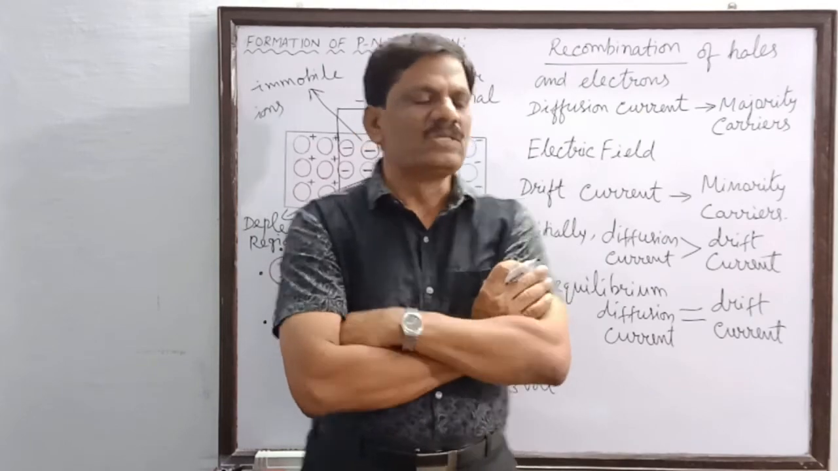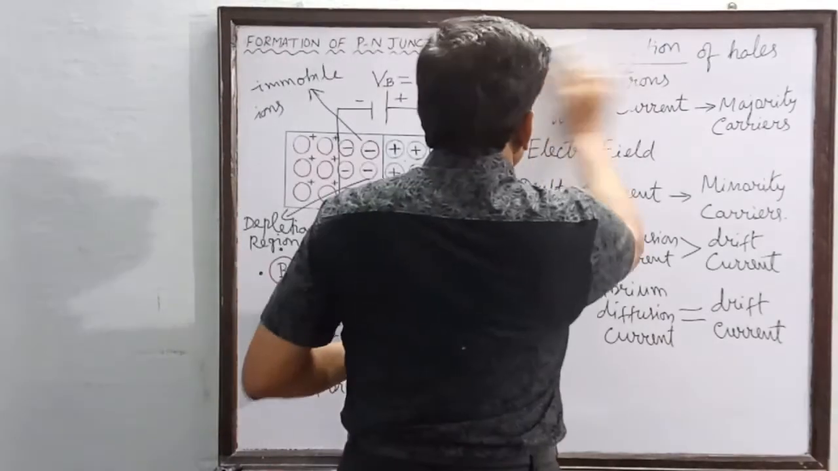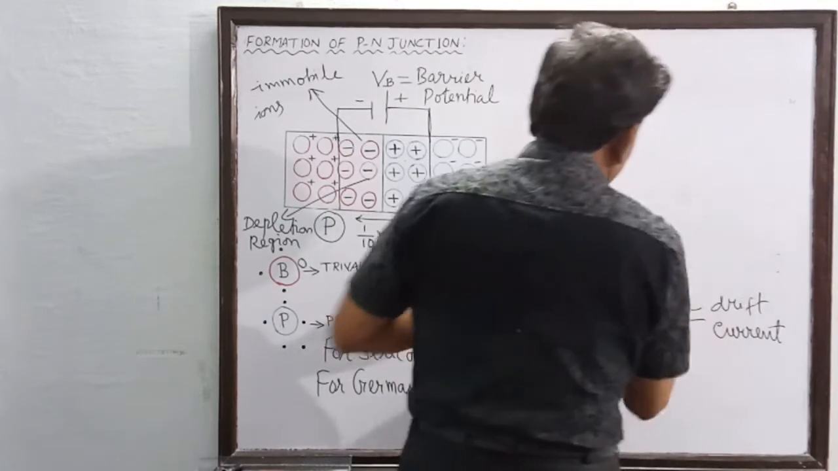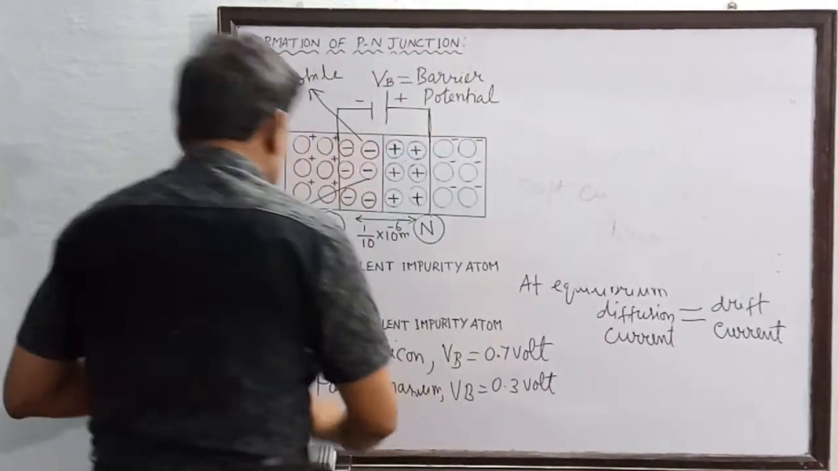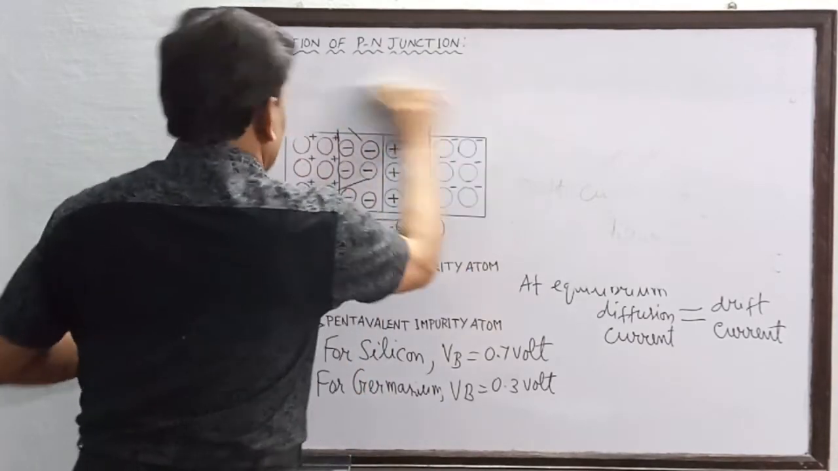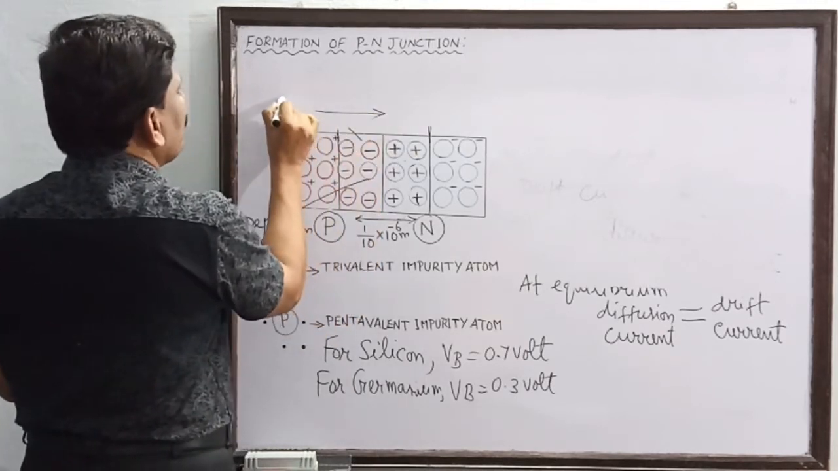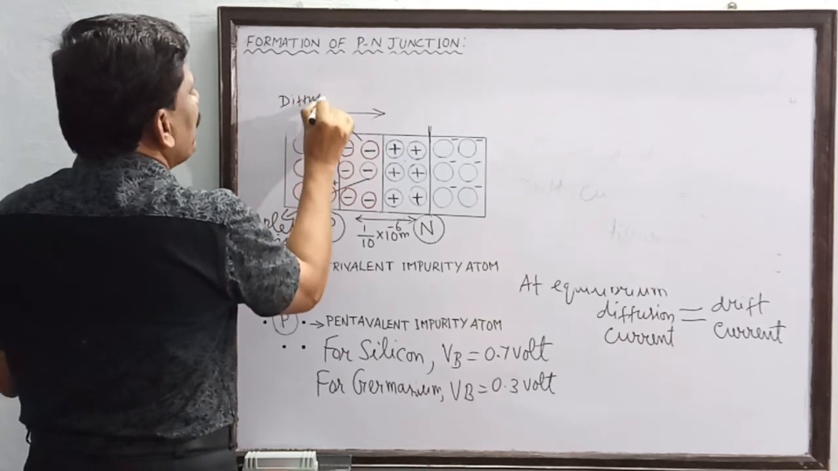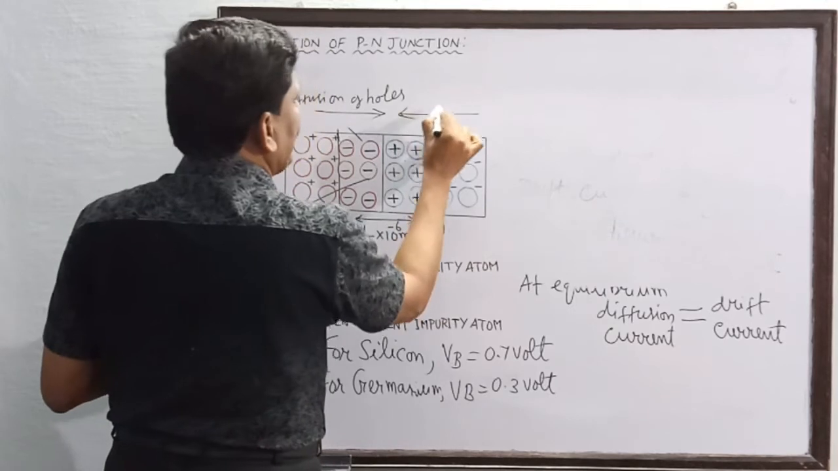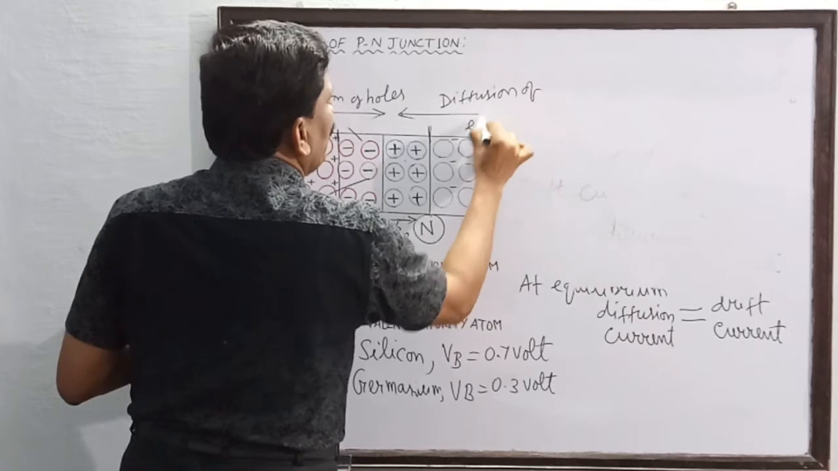Understand, students? In your textbook, the directions of all these currents are given. See here, for example: what is the direction of diffusion? This is the diffusion of holes. Okay, students, this is the direction of diffusion of holes. Opposite to this will be the direction of diffusion of electrons. This is the direction of diffusion of electrons.